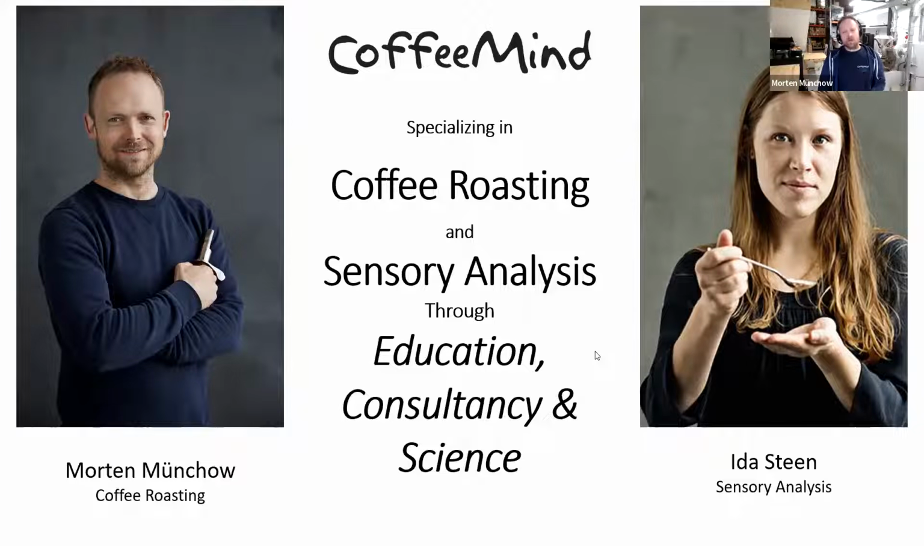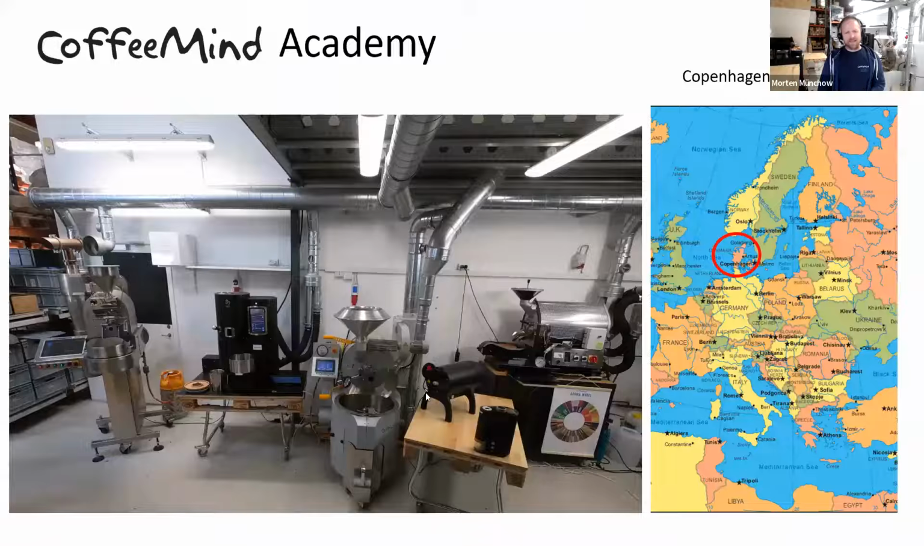But we focus on education and consultancy, and we've done a lot of research. We've got 11 scientific articles out now, all on coffee roasting and sensory science. We are here in Copenhagen, and you can see on this picture, I just took all our roasters. Basically, we have them all here in a small area where you can try out 6 different brands of roasters. You just go and turn them on, and you can roast. So we do all the SCA courses here and are starting to do our own curriculum as well. And we are based here in Copenhagen, Denmark, which is in Northern Europe.